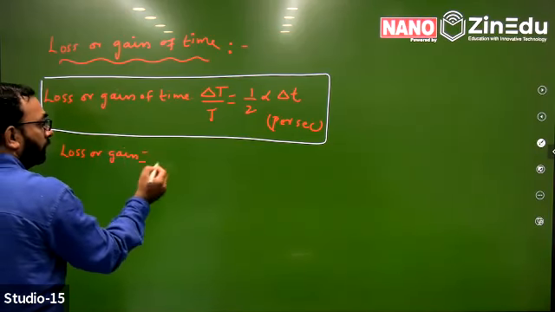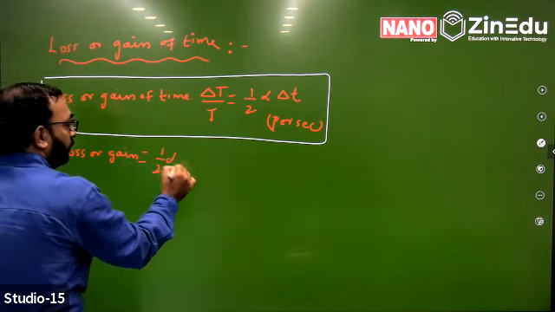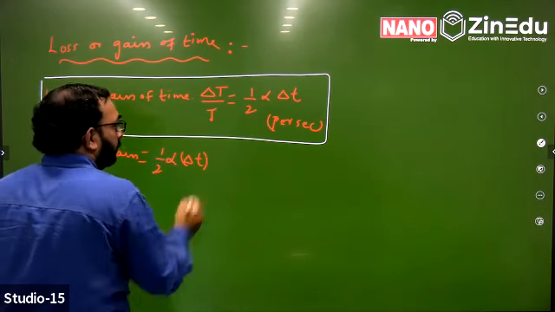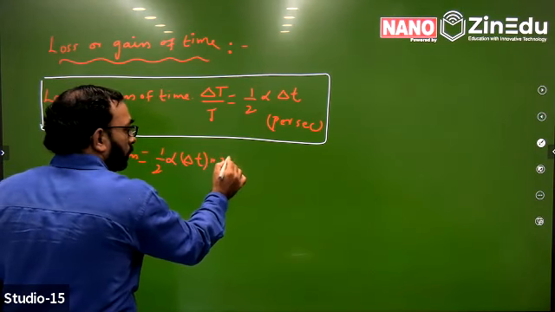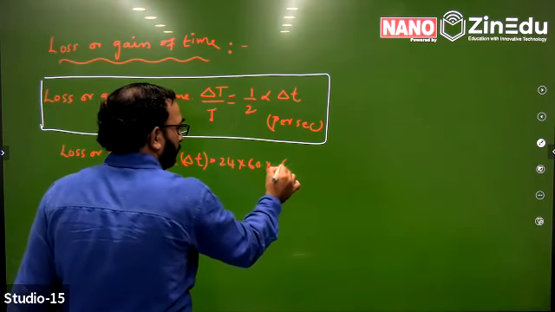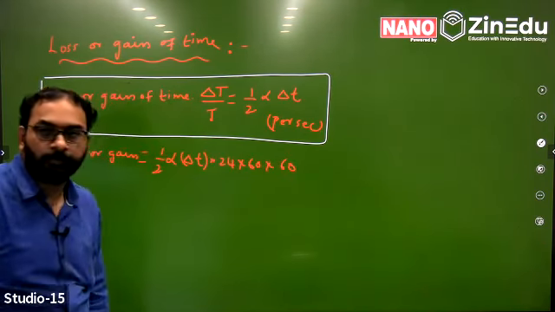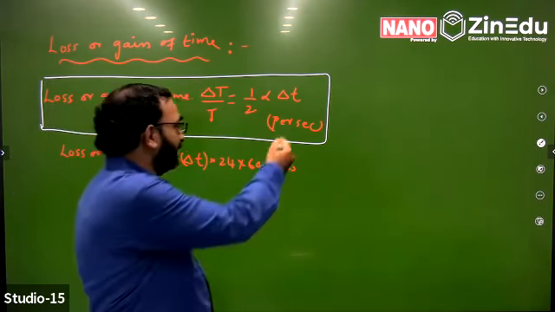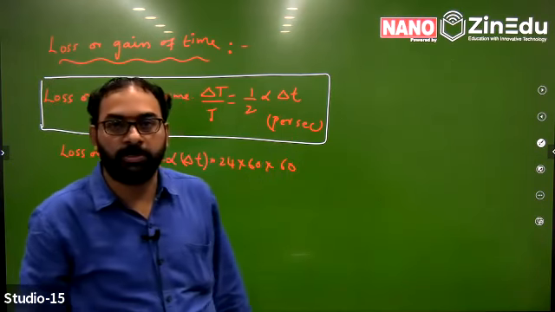One more formula: half into alpha into the change in temperature, rise or fall in temperature, delta T, into 24 into 60 into 60. What is this? This is per second I wrote. Means per second how much is the loss.